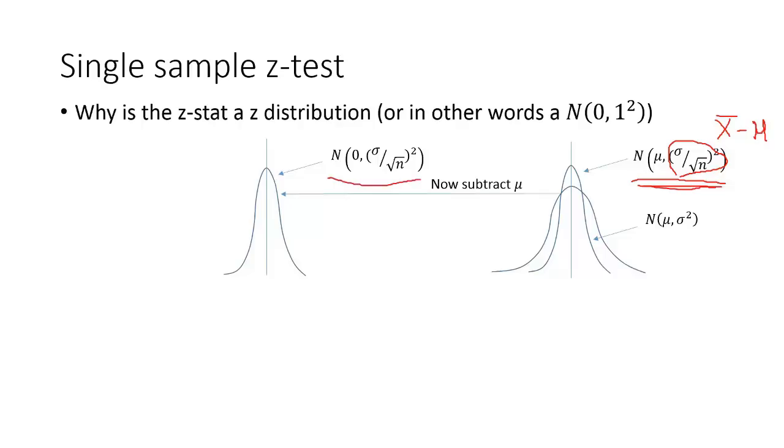Now, what happens if you then take this distribution and divide it by the standard deviation? What happens if you divide it by this number, sigma by square root of n?